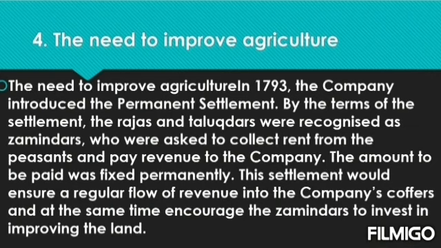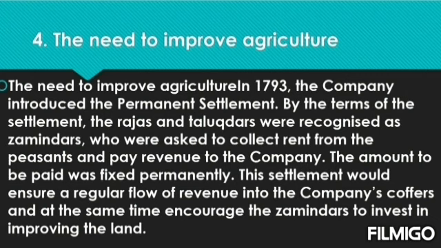The next topic is the need to improve agriculture, or how the company improved agriculture. The need to improve agriculture. In 1793, the company introduced the permanent settlement. Dear children, please underline the point. In 1793, the company introduced the permanent settlement. The main purpose is to improve agriculture.